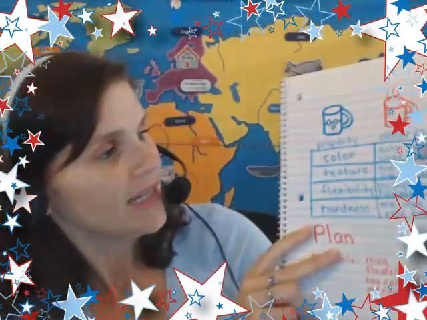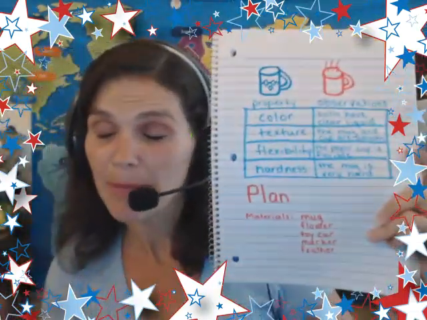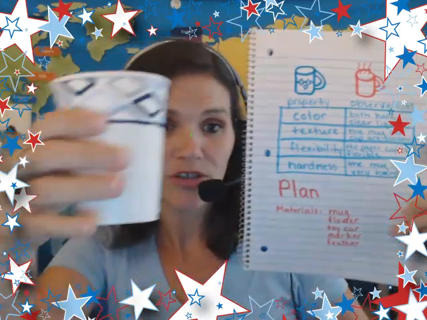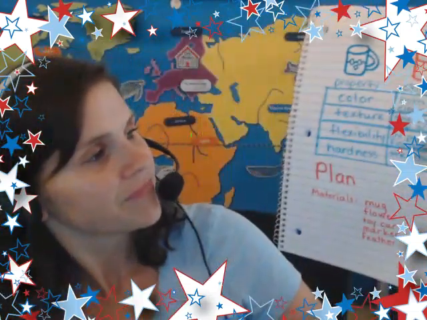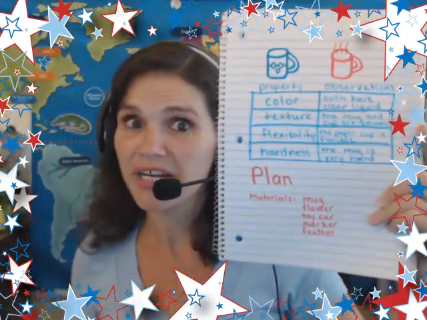For my next property, flexibility, I said the paper cup is a little flexible. I don't want to spill my drink, but look at this. I can actually squeeze it. I cannot do that to the mug. So it is a little bit flexible. And then the hardness. The mug is very hard, way harder than that paper cup. So those were the observations I made about how they were similar and how they were different.